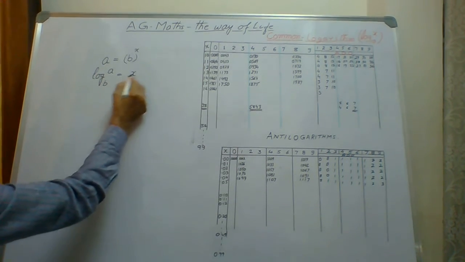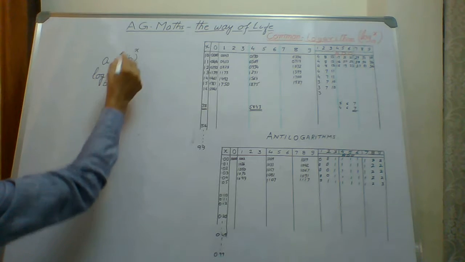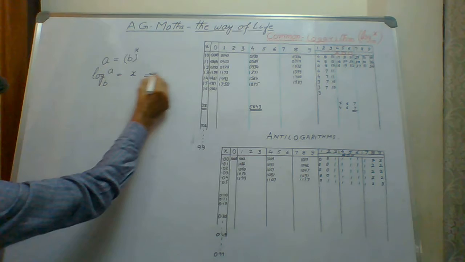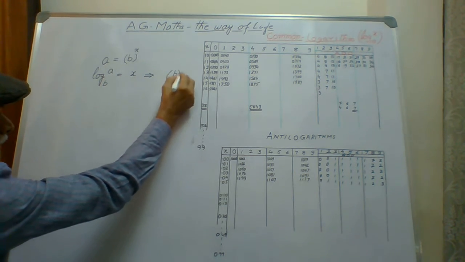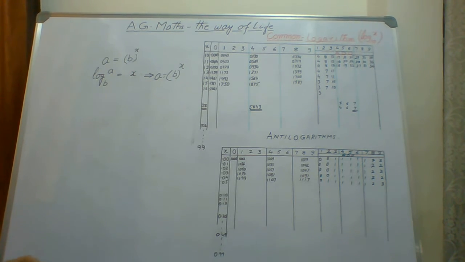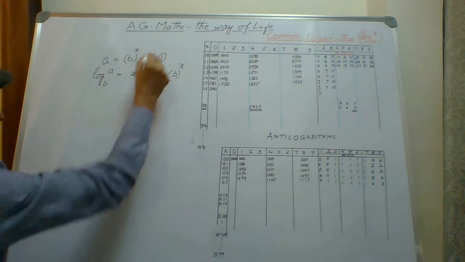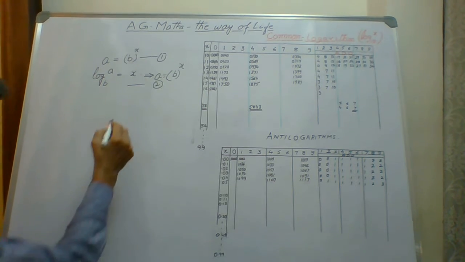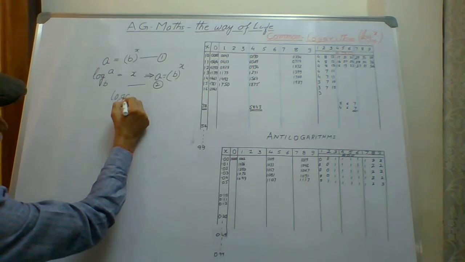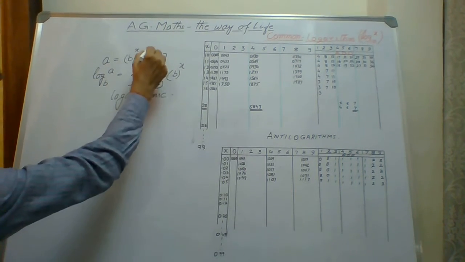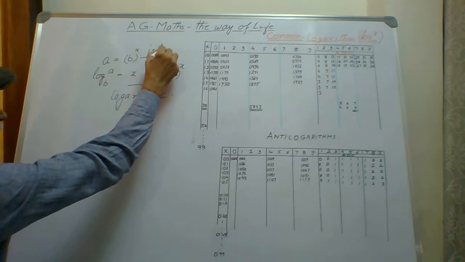That means the base transfers here, this becomes the power and this is the value. Just see, this b came as the base raised to the power x and equal to a. This is how it is translated. So number one equation is called the index form and number two is called the logarithmic form.